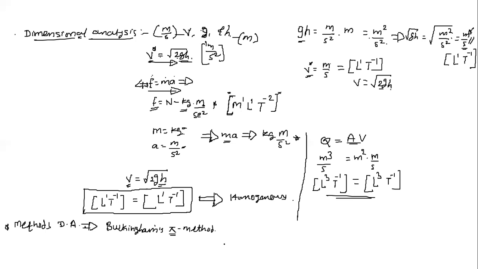So what Buckingham said in his theorem, or the concept he put forth, is: if there are n number of variables, suppose we consider n equals 10, meaning the total number of variables existing is 10, and we have to find out their functional relationship.